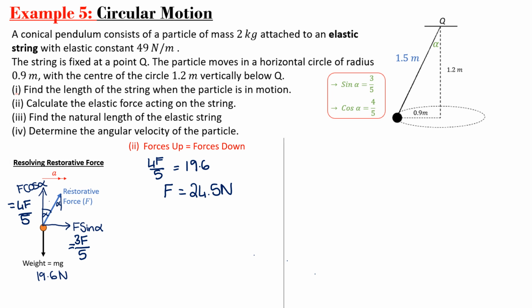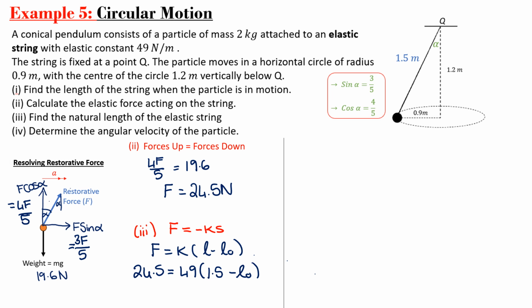That is the elastic force acting on the string. Then what we're asked to do is to find the natural length. So our natural length is going to be using Hooke's law, which is F is equal to minus Ks. For us, we're going to use the version of K(L minus L0). Our force is 24.5. Our K is 49. Our length is 1.5 minus L0. L0 is then going to be, we want to do 24.5 divided by 49, and then we make that negative and add 1.5, and we work that through, and it works out as a length of 1.